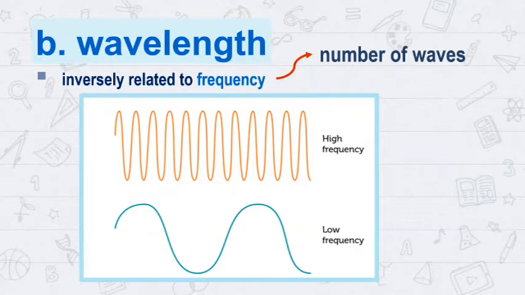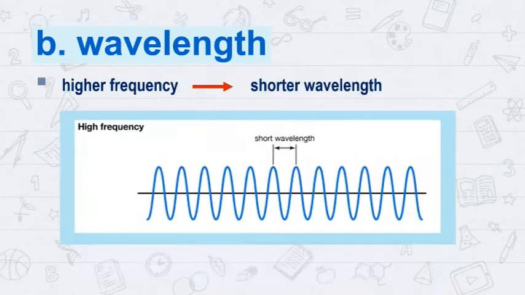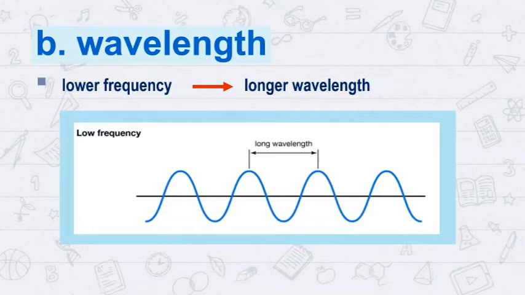Comparing the waves below, the upper one has a high frequency, or has a high number of waves. Meanwhile, the lower one has a low frequency or has a low number of waves. Also, keep in mind that the higher the frequency, the shorter the wavelength. And the lower the frequency, the longer the wavelength.